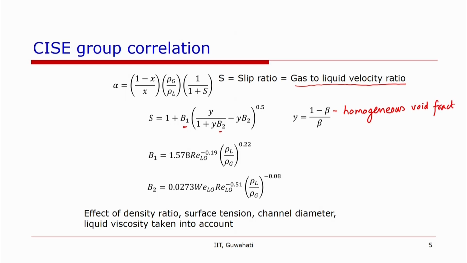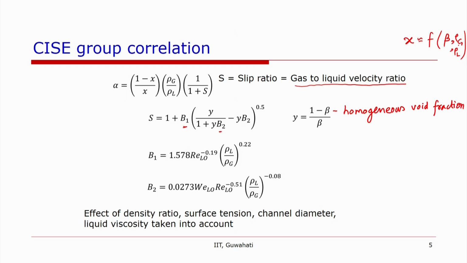With some simple considerations, one can always find a relationship between the mass fraction, or homogeneous mass fraction, and beta, which will also involve the density of the two phases. So, I suggest that you should do this as an exercise if you have not done it earlier.